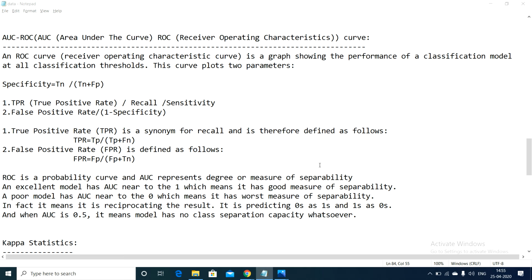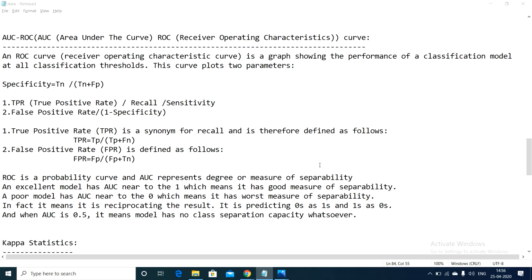AUC stands for area under the curve. ROC stands for receiver operating characteristics. This is the abbreviation for AUC ROC.